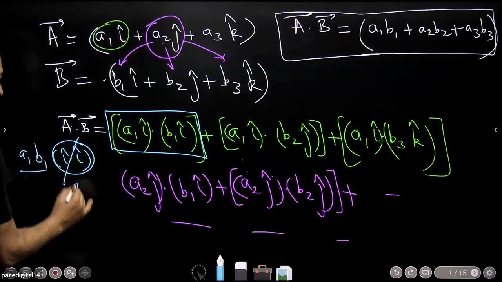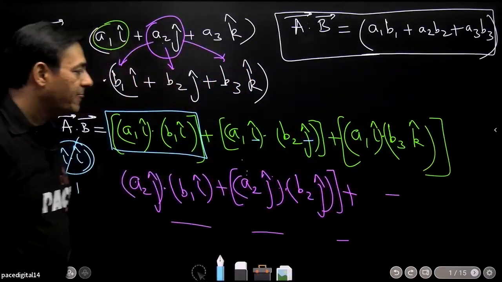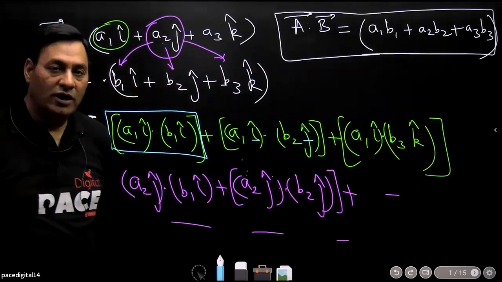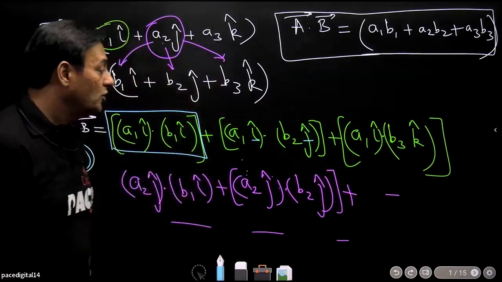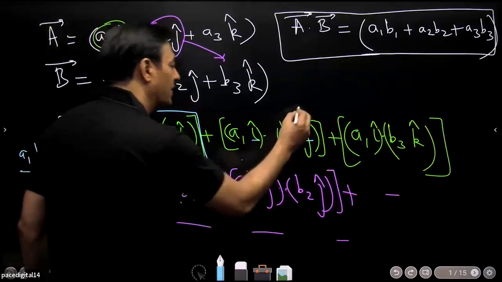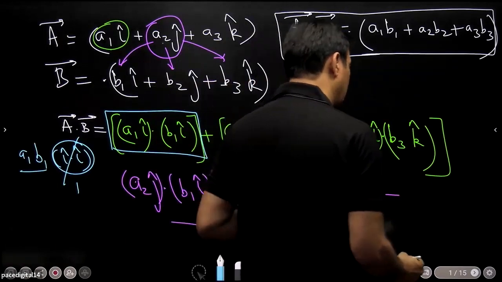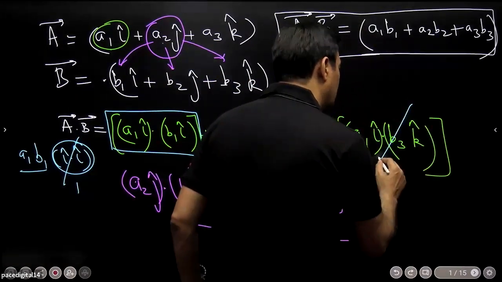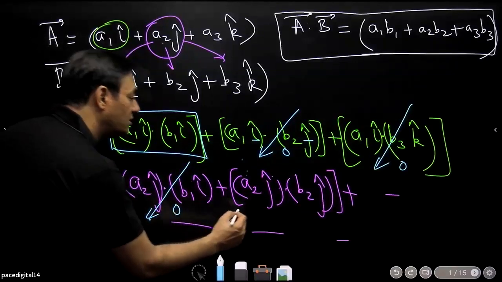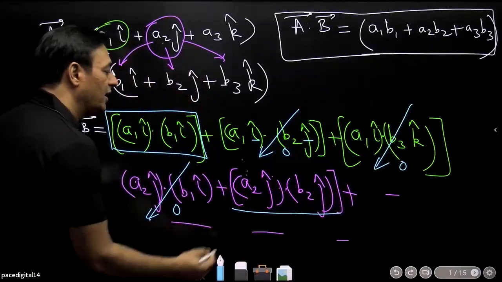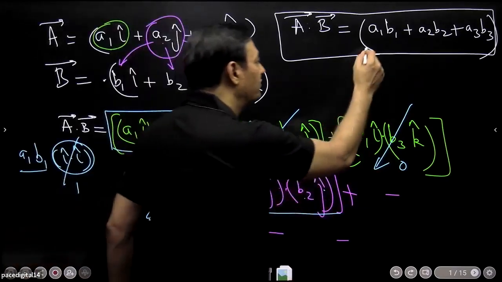What is I dot J? It is 1 into cos 90, which is 0. I and J are mutually perpendicular, so I dot J will be 0. When unlike axes get multiplied, they become 0 because cos 90 comes in. This term will be 0. This term will be non-zero: A2 B2, because J dot J will become 1. So that's why you have this result.